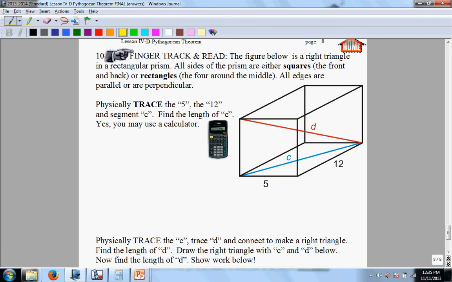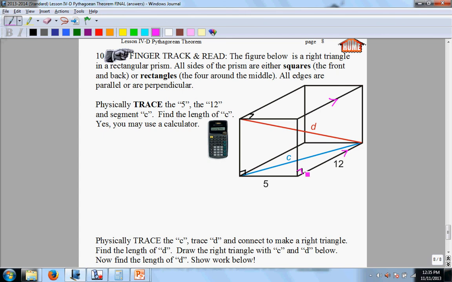Number 10, it says the figure below is a right triangle inside a rectangular prism. Rectangular means all these corners are right angles. That's important you understand that. All the sides of the prisms are either squares, the front and back, or they're rectangles. All the edges are either parallel or perpendicular. What that means is these edges here, of course, are parallel to each other, and these edges here are, of course, perpendicular.